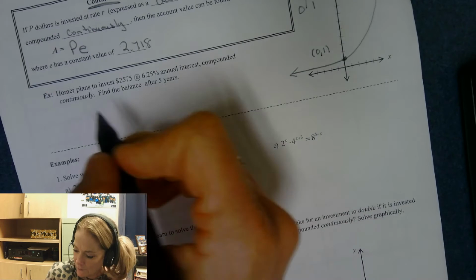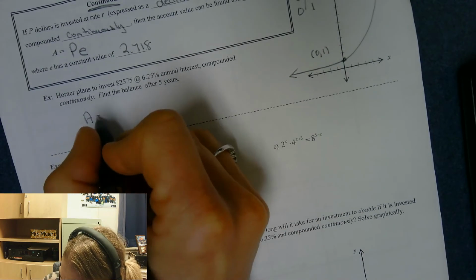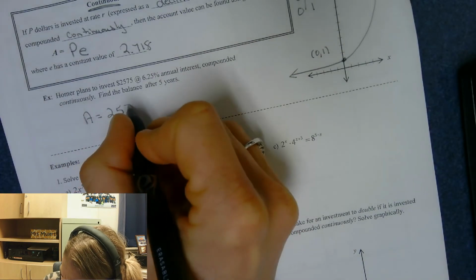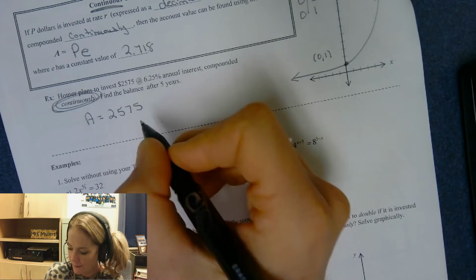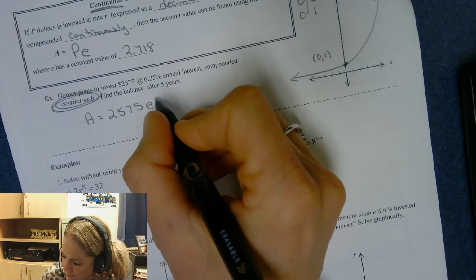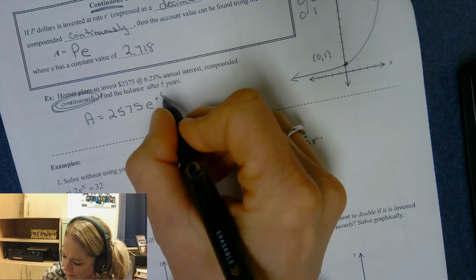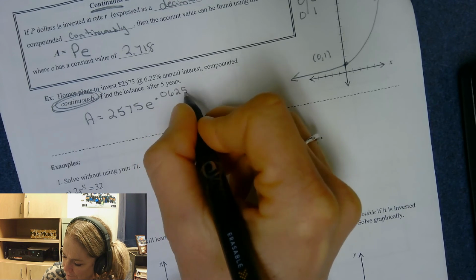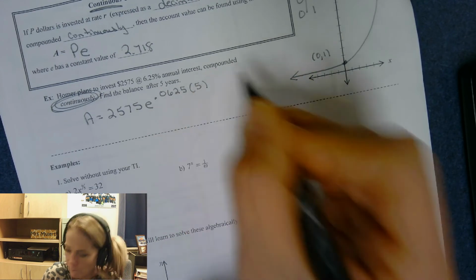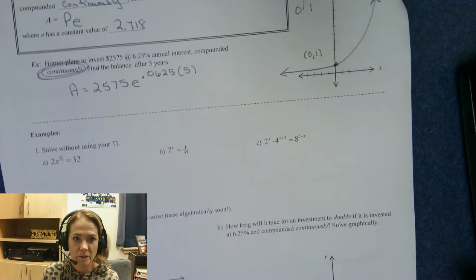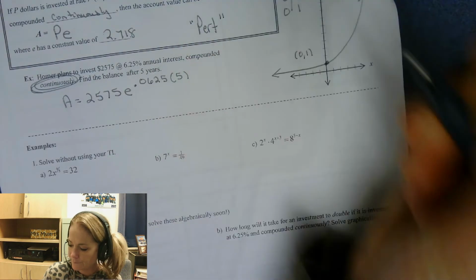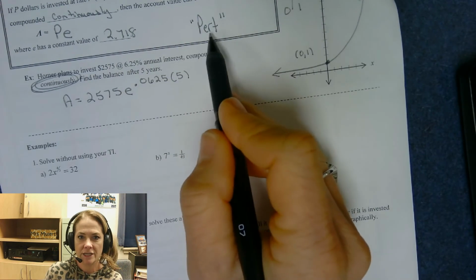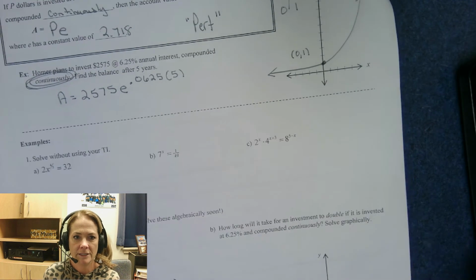No surprise there. All right, so now Homer is investing $2,575, and continuously is that key word here. And so I'm going to put E into the problem. I'm going to shift that decimal 2 places, 0.0625, and our years would be 5. Okay, and PERT's really easy to deal with. It's called PERT as kind of a little shortcut that doesn't show the exponentiation of the R and T, but you'll hear teachers mention PERT.